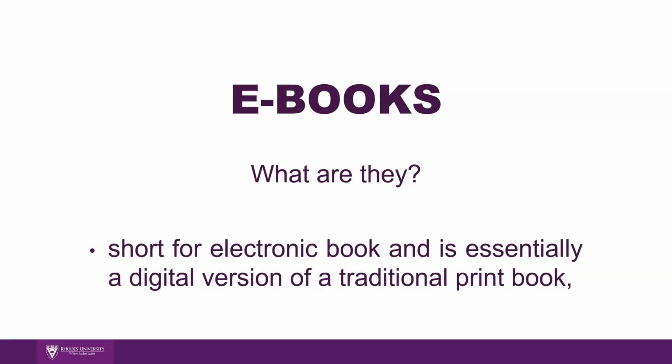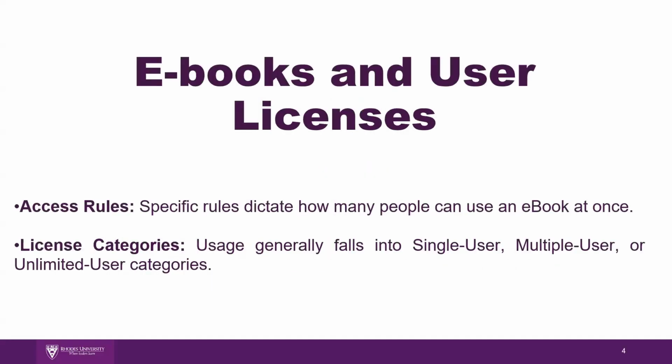So ebooks, what are they? Ebooks are a shortened form for electronic books, and they are essentially a digital version of a traditional print book. When it comes to ebooks, there are a number of things that one needs to pay attention to. For example, electronic books have what we call user licenses. User licenses deal with access rules as well as license categories.